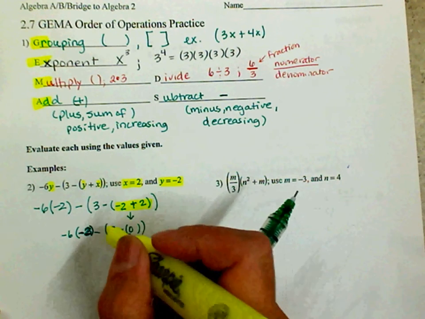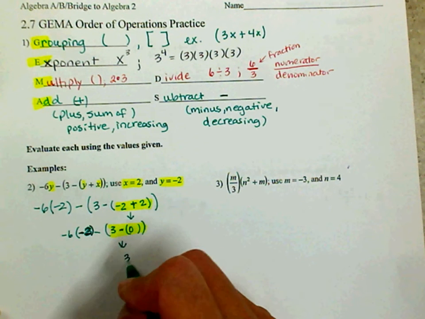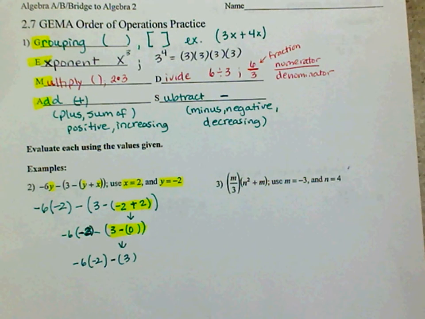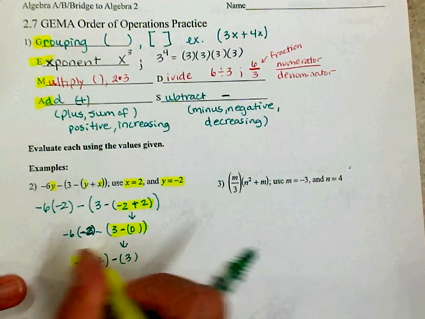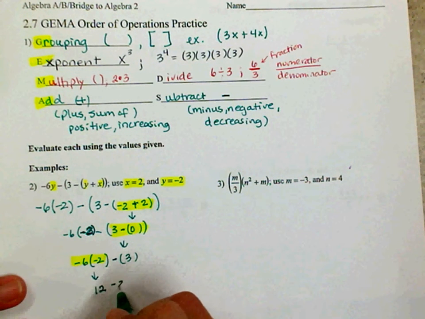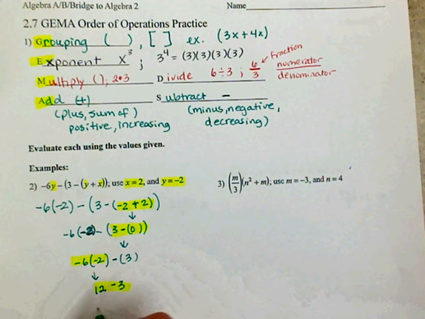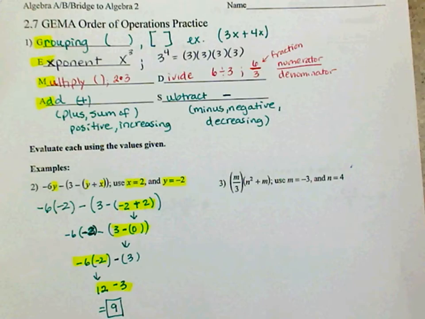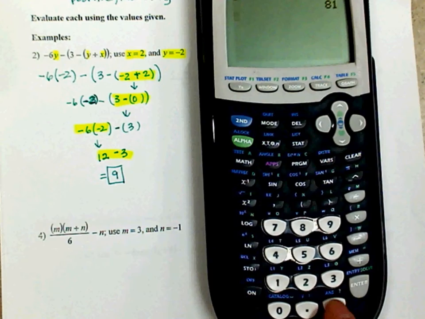Next step, you do this one first because you still have it in grouping. 3 minus 0 is 3 minus negative 6 times negative 2 minus. Next step, multiplication comes before adding, so you're going to multiply first. Negative 2 times negative 6 is positive 12. Bring down your negative 3. That's a minus 3. And then you add or subtract. Last step. So 12 minus 3 is 9. Okay? On your calculator, this is your minus, and this is your negative. You only type that at the beginning.